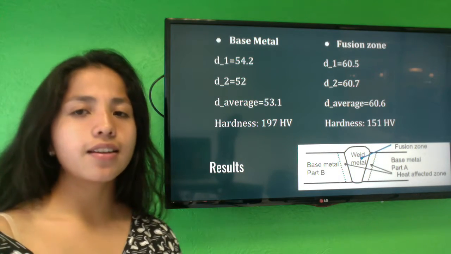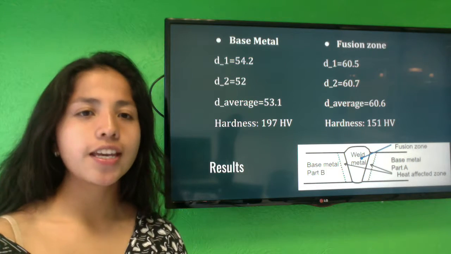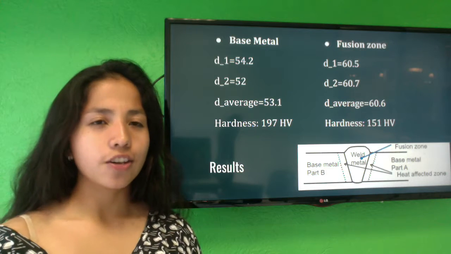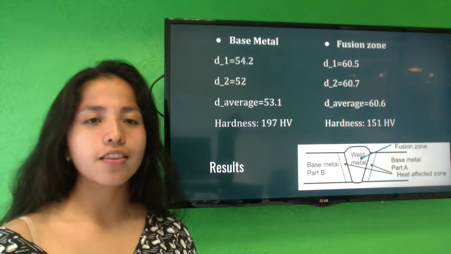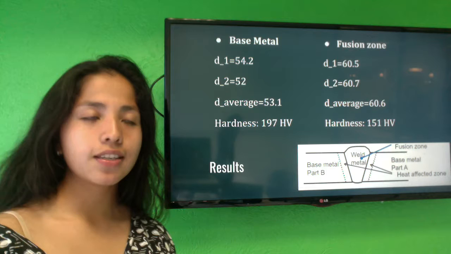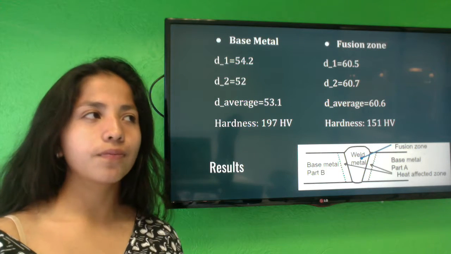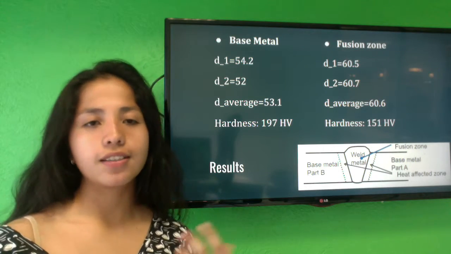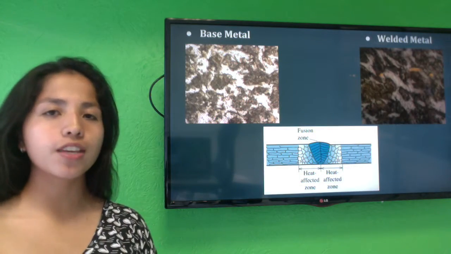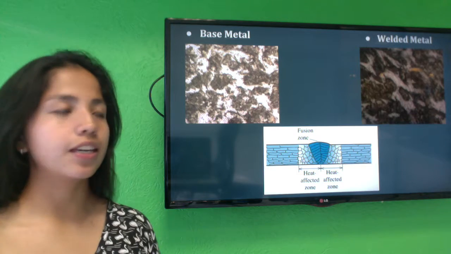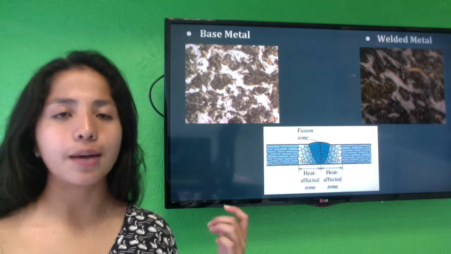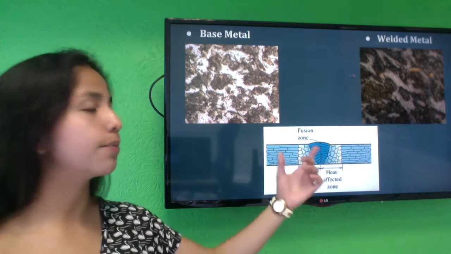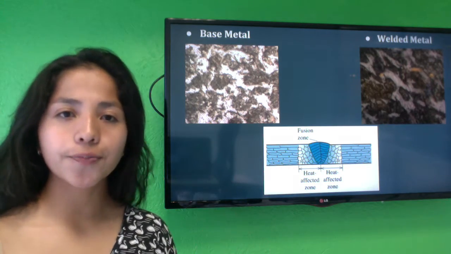This means that the indentation in the welded sample was made in the fusion zone. In this zone, the mechanical properties decrease because the grains increase in size, and we could prove this when we observed the samples in the microscope. We could see that the grains in the welded metal are a little bit bigger.